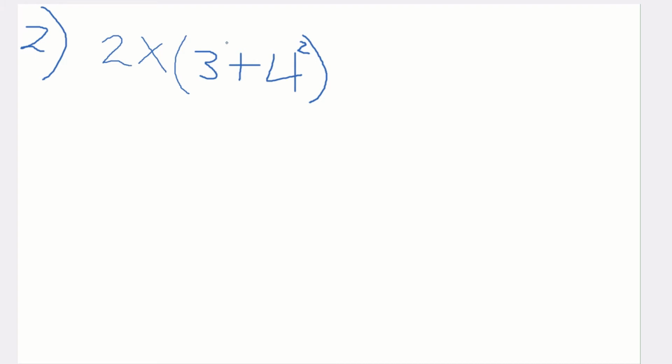In this question, we're going to work our exponent first. And 4 squared is just 4 multiplied by 4. And of course, 4 times 4 is 16. So what we'll have here is 3 plus 16, in brackets, multiplied by 2.